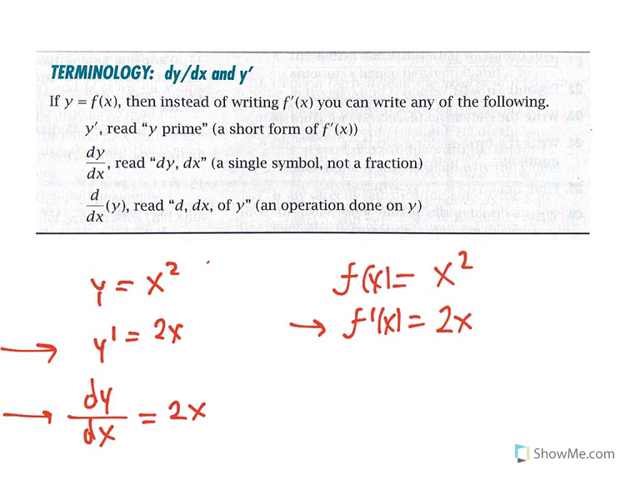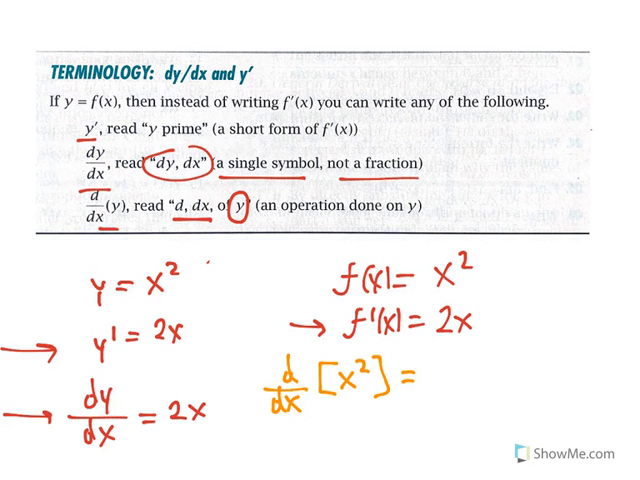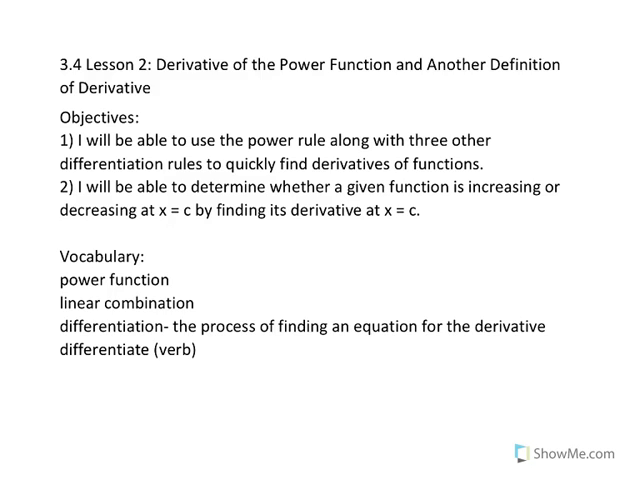These mean the same thing. All of these are the same. They are all representing the derivative. So you have y prime, dy dx. It's a single symbol, not a fraction. It's read dy dx. And you can also use the operator symbol that we saw in number 2 of the 3 examples that we looked at. It's an operation done on a function. You read that as d dx of whatever the function is, and it means take the derivative of that function. So you would have take the derivative of x squared, and the derivative of x squared is 2x.